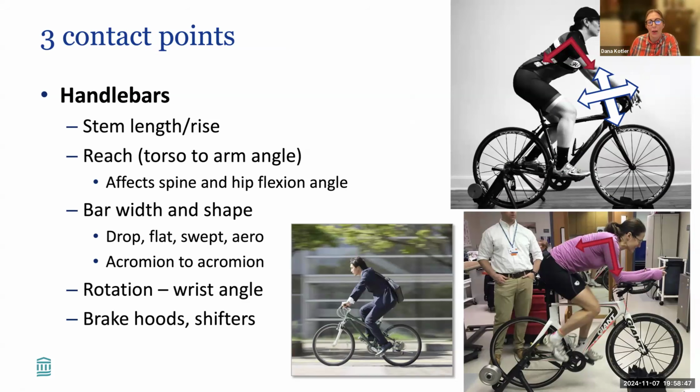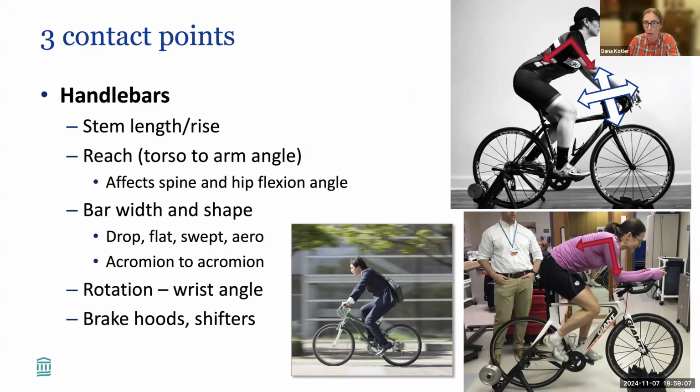Third contact point is the handlebars. And so that's basically the front end of the bike. So you have your stem length and rise, which is basically going to put your handlebars sort of higher or further forward. And this is going to affect what's called your reach. So how far ahead your hands are relative to your torso. And that will also affect the angle of your torso.